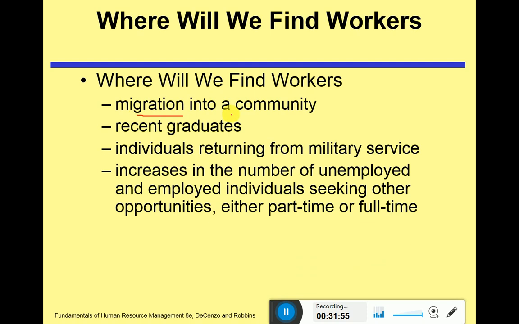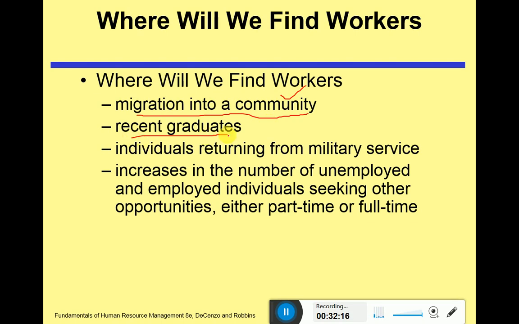Number one, the first aspect is migration into a community. We should see whether new migrants have come into our community or not. New migrants means people who have come from another area, or from another country. That is known as the migration into the community.